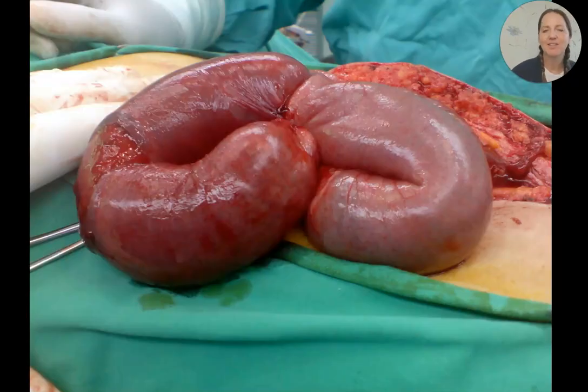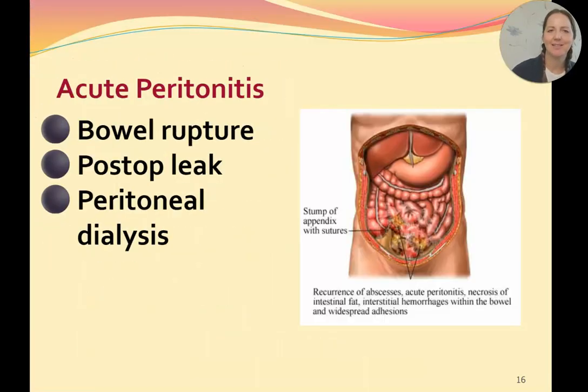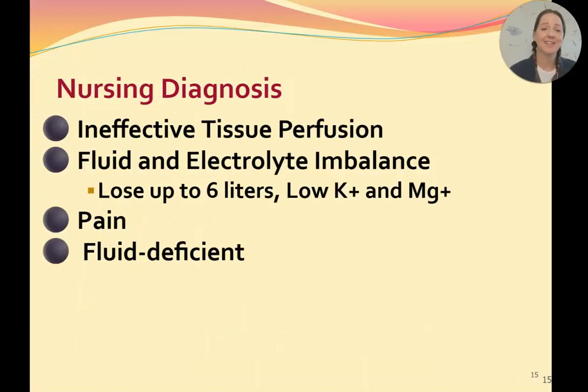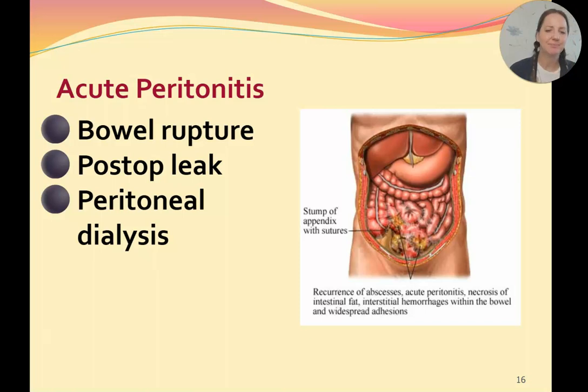Which one do you think this one is? I'm going to go with ineffective tissue perfusion, because I think all of these are probably helpful in describing that volvulus that we looked at. But they also will probably have a lot of pain, like a torsion. It's going to be very painful, and they might end up fluid deficient as well.